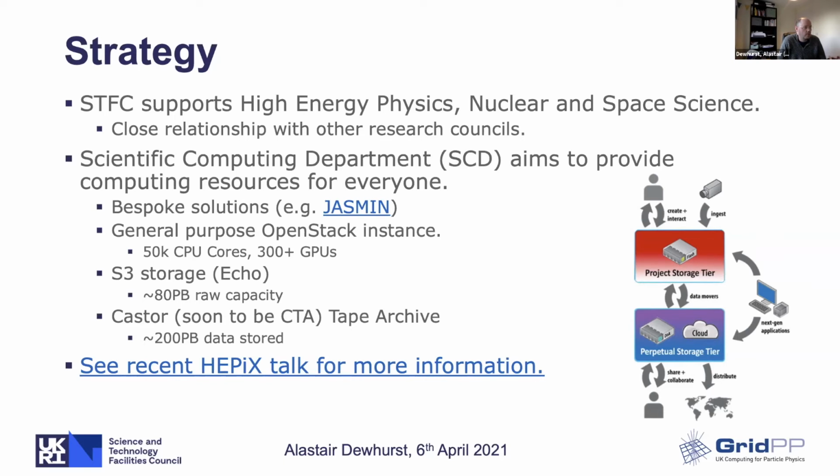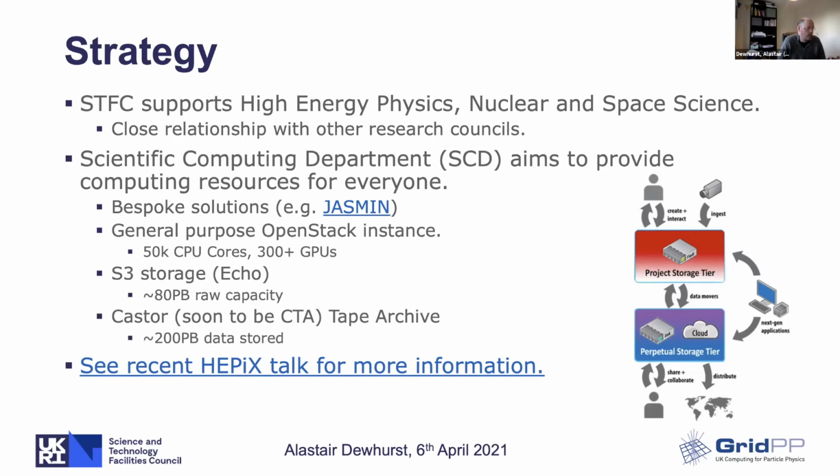So we have bespoke solutions, such as the Jasmine data cluster, which is doing very data intensive work for the atmospheric people, which actually comes under space science in the UK because they get that from satellites. And then there is a general purpose OpenStack instance, which is very much the core of the strategy. That has grown enormously in the last couple of years. It's heading up to 50,000 CPU cores, 300 plus GPUs, and it's increasing in size by maybe 50% each year.